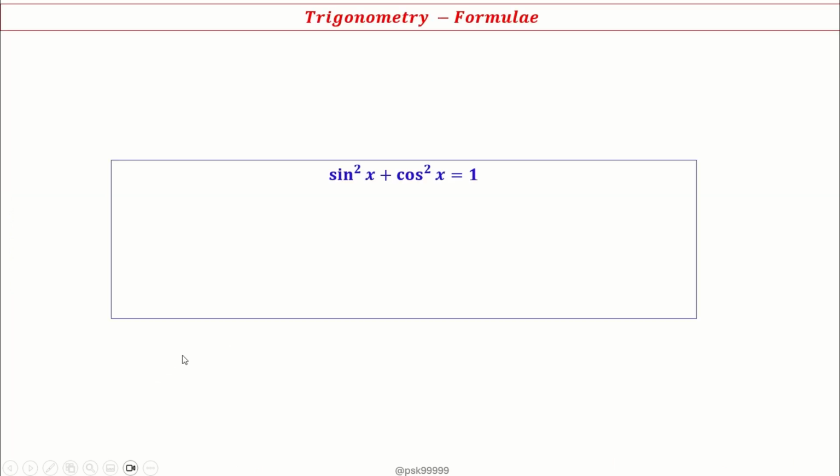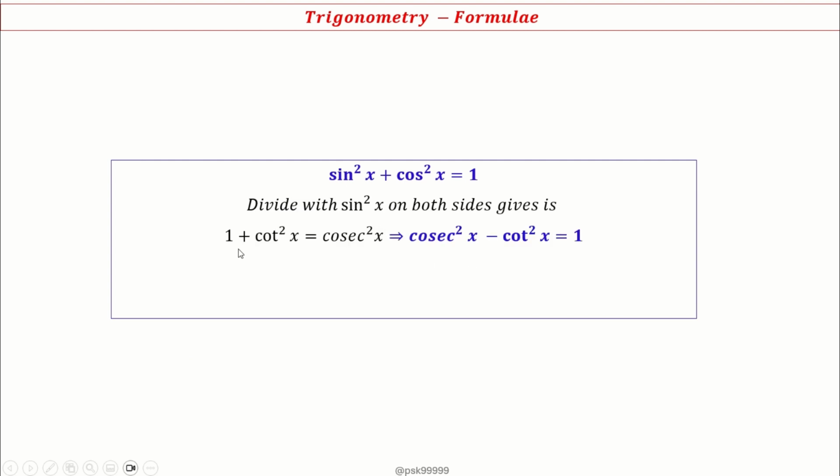And the most important formula of trigonometry is this one: sin square theta plus cos square theta equal to 1, that is, sin square x plus cos square x equal to 1. Okay. We can derive two other formulas based on this one. One is 1 plus cot square theta equal to cosecant square theta, or cosecant square x minus cot square x equal to 1. Basically, if I divide by sin square theta, that's what I get.